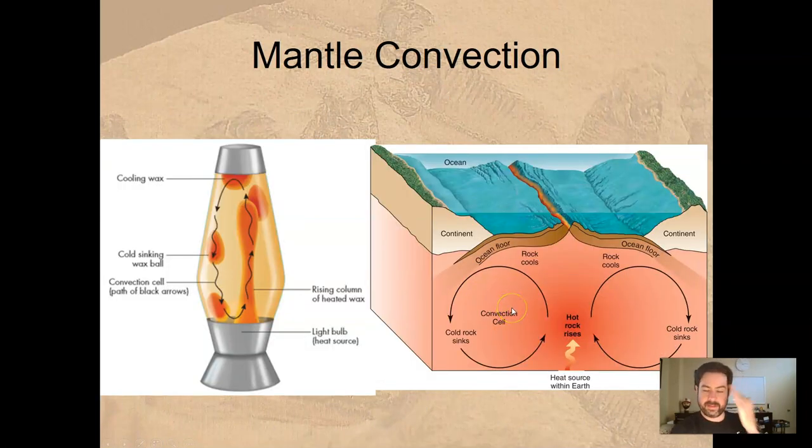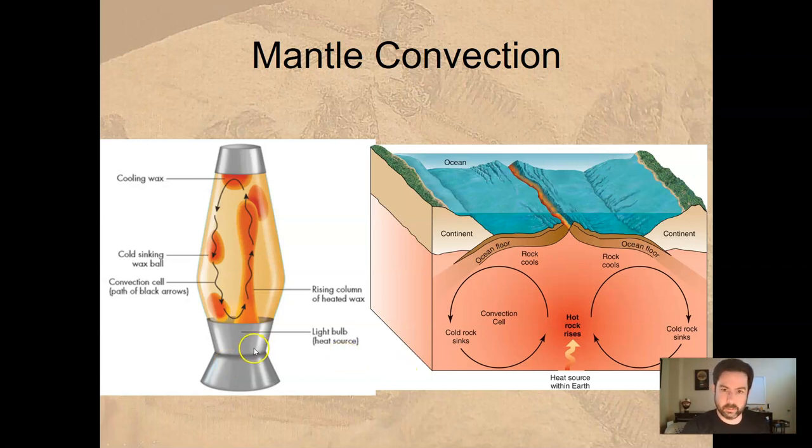One way to think about mantle convection that works for me is imagining a lava lamp. I don't have one in here anymore. But if you've ever had a lava lamp, the way it works, it's plugged in and there's a light bulb. One of those old school light bulbs with a filament that gets real hot. LED bulbs don't get hot, so lava lamps don't work with those, but one of the old incandescent bulbs that get really hot.